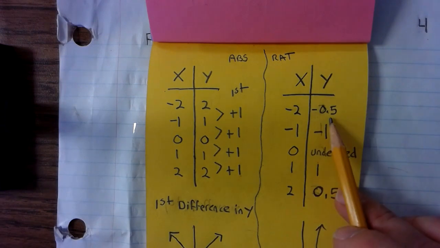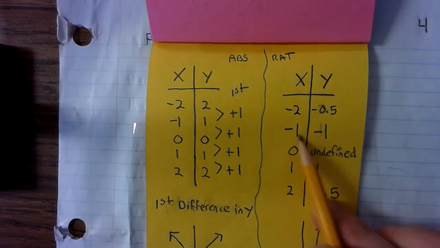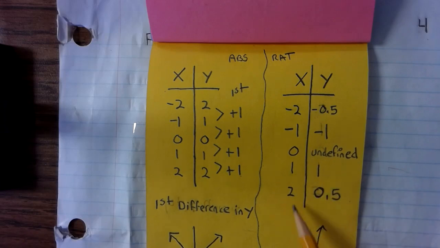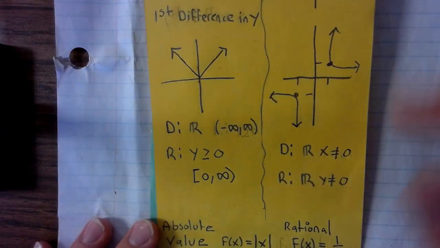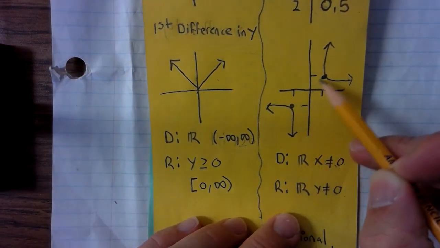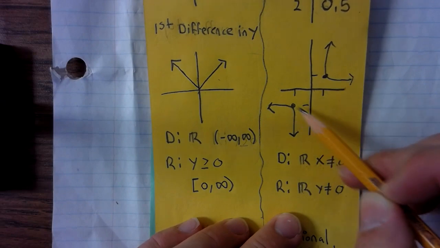When x is negative 2, y is negative 0.5. When x is negative 1, y is negative 1. When x is 0, it's undefined. When x is 1, y is 1. When x is 2, it's 0.5. Here's your rational graph. And when you're graphing rational graphs, you just need this point and this point, and then you know the curve. Okay?